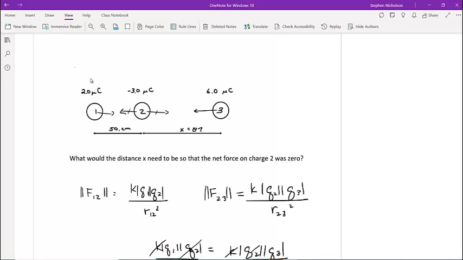Now, even though this charge is 3 times this charge, because the force decreases with 1 over r squared, it doesn't have to go as far. So if you take the ratio of the distances, 87 divided by 50, and then you square that, you'll get 3. So that makes sense. Okay, so that's it.